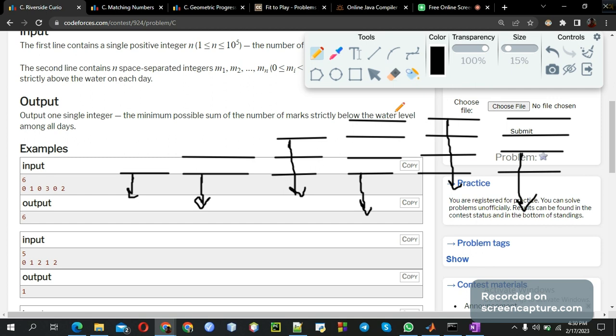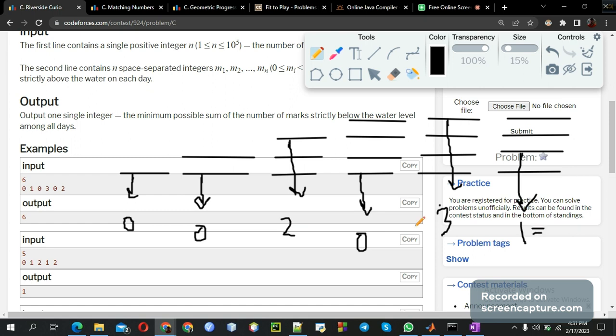So what is the number of watermarks situated under the water level? At this step no watermark is situated under the water level. This step is the same, and this step, and in this step we have two watermarks under the water level. And in this step we have no watermark under the water level, and in this step we have three watermarks situated under the water level, and in this step we have only one watermark situated under the water level.